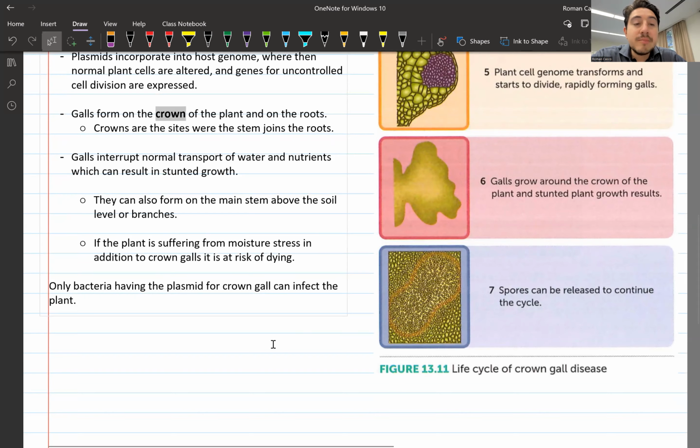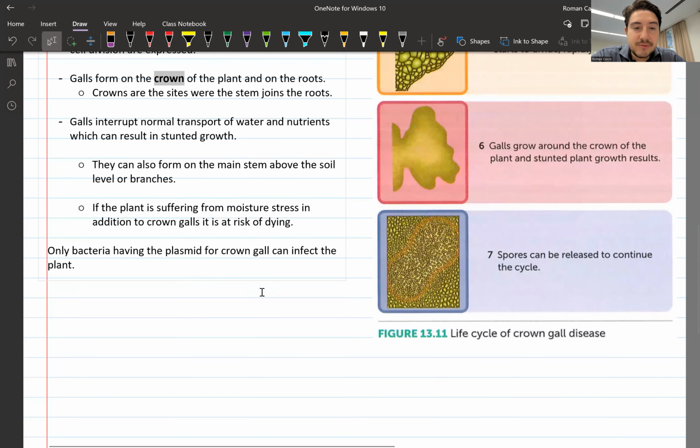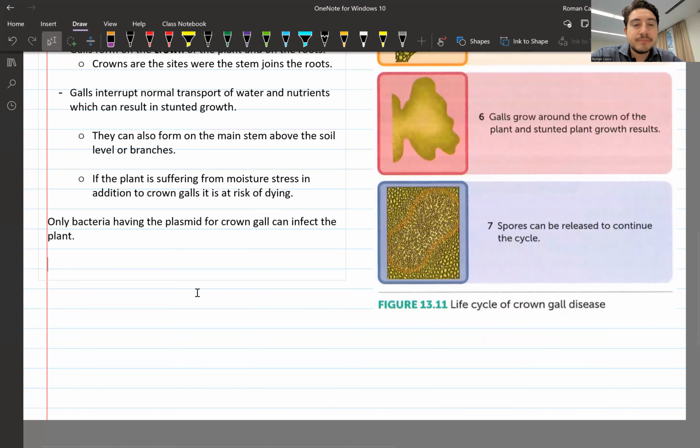Only bacteria that have the plasmid for crown gall can infect the plant, right? That's another thing. You could have some bacteria that are surrounding the plant all the time, but if they don't have the plasmid, then they're not virulent. They're not really pathogenic, right? So you have to have that plasmid in order for this to occur.